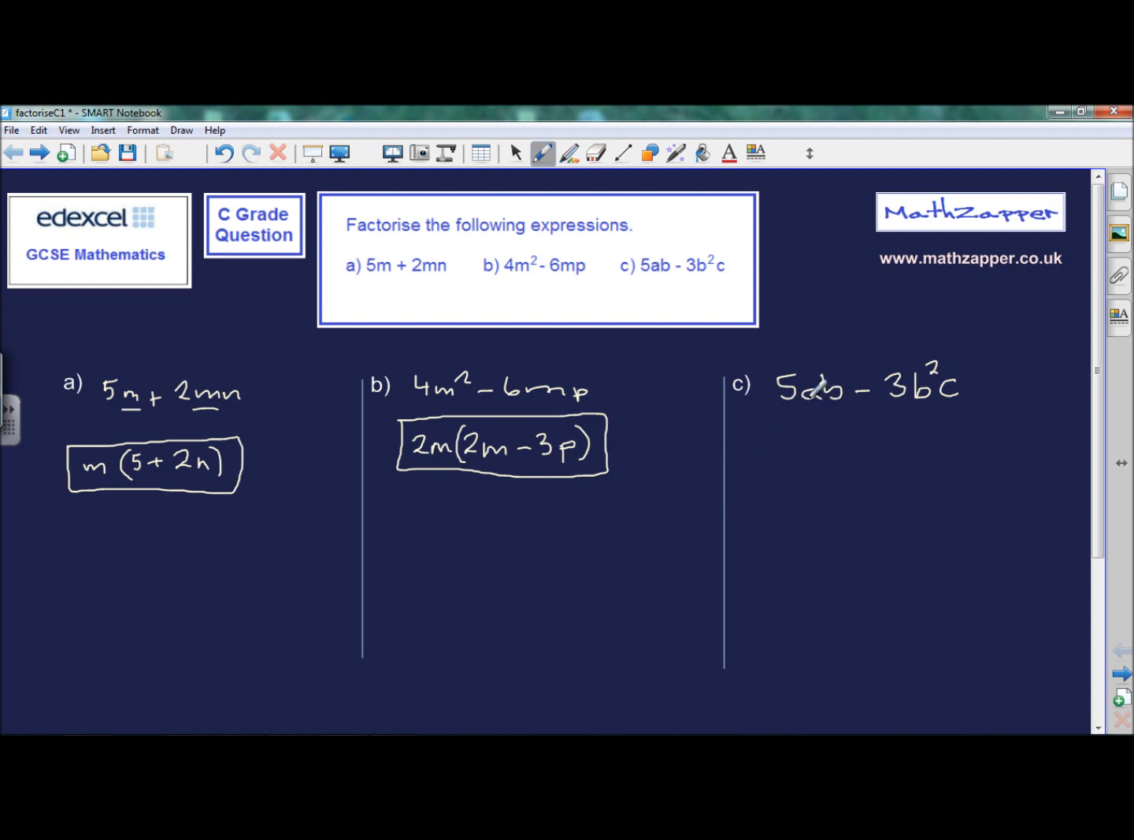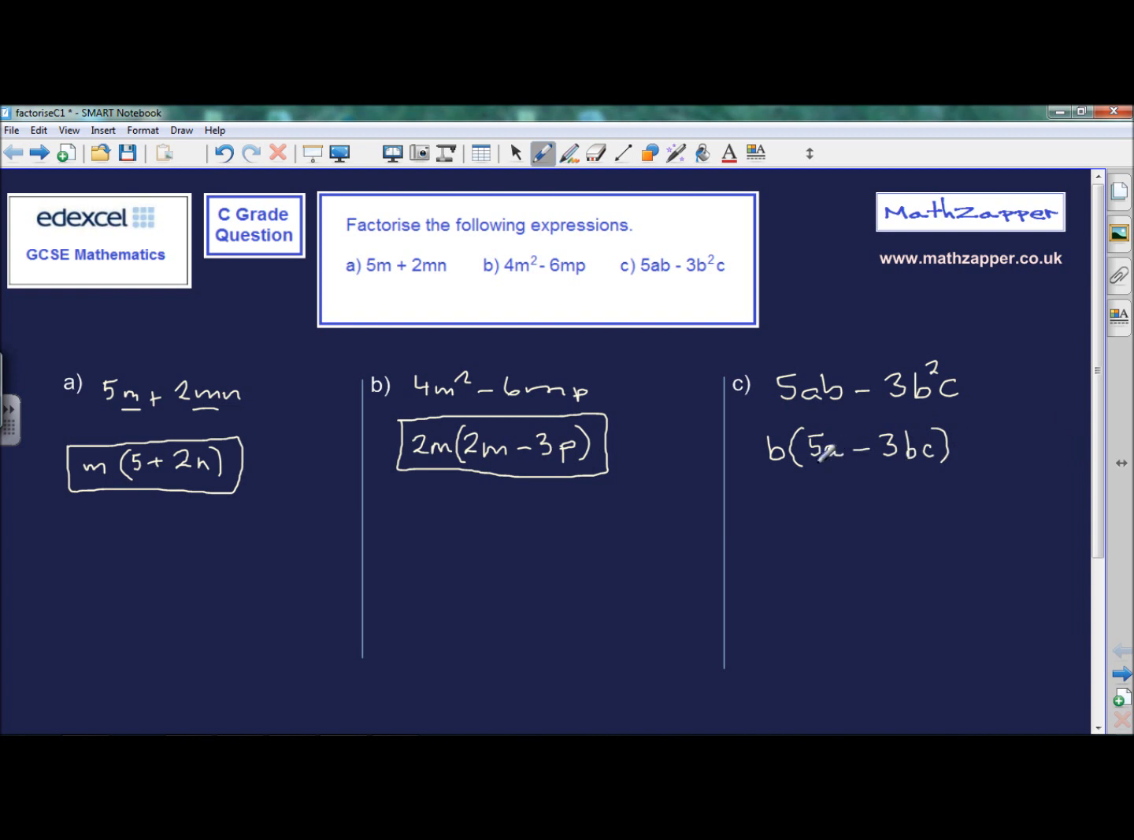The first term has an a, the second term doesn't, so we can't take an a out. The first term has a b, the second term has a b squared, so we can take the lowest of those factors, which is b outside of the brackets. The second term has a c, the first one doesn't, so we can't do anything with the c. So it's just b outside of the brackets. What do we multiply b by to get 5ab? We multiply it by 5a. And again, we can put the negative sign. What do we multiply b by to get 3b squared c? We multiply by 3bc.